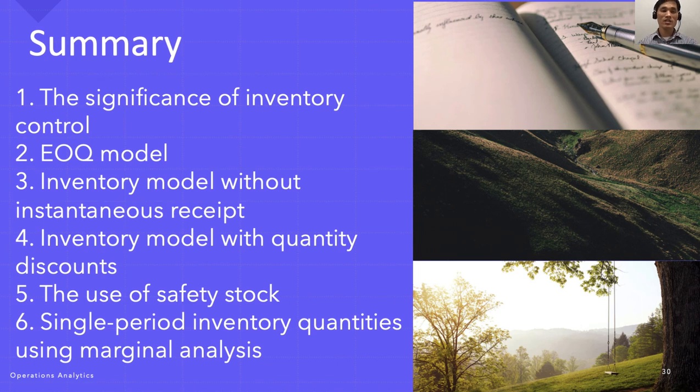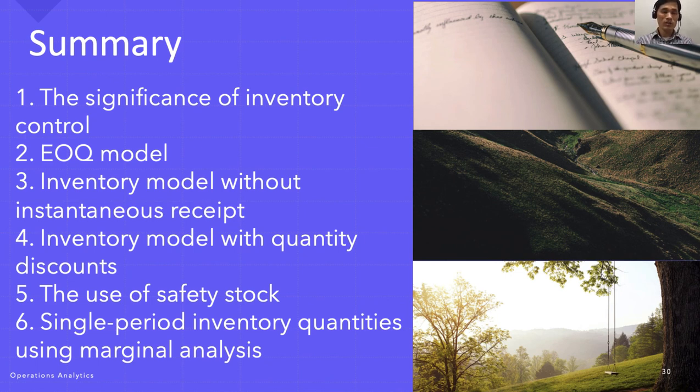Then we expanded this EOQ model to a situation where instantaneous receipt is not possible, and there was a production model, and we used daily demand and daily production for that. And the fourth model was the inventory model with quantity discounts, and at that time we had to consider quantity discounts falling into different groups, and for different groups we have to find the different EOQs and calculate the total cost that corresponds to the EOQs, and find the total cost with the lowest cost, and that's going to be your optimal EOQ.